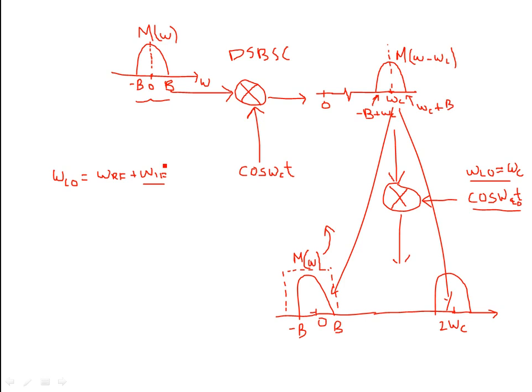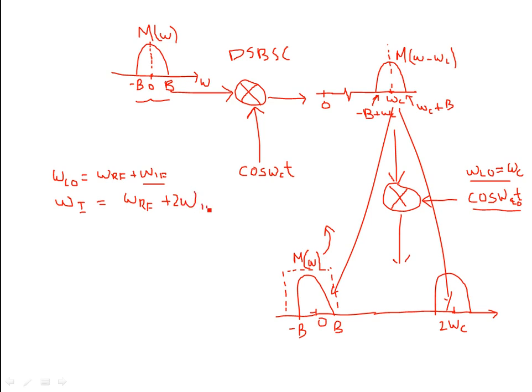But now omega IF is 0 over here, because we are mixing with the same frequency; omega LO is again omega RF. So if this is 0, then this is twice omega RF. Previously the image frequency omega I was the high frequency, omega RF plus twice omega IF. Now we don't have this problem.